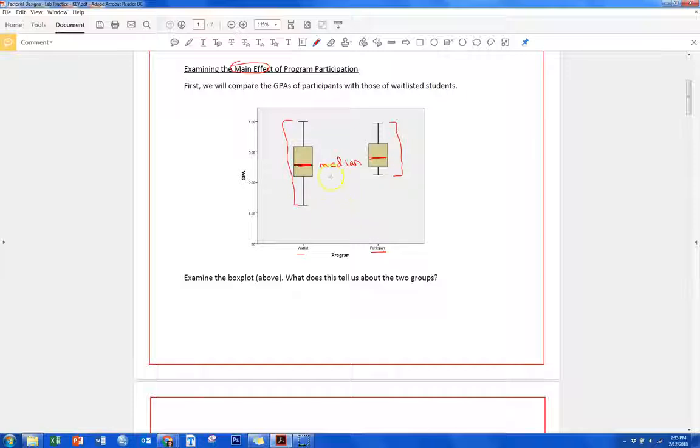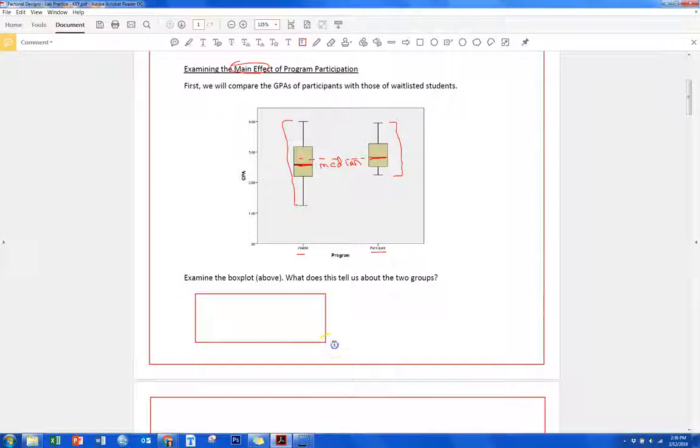Okay, so the waitlist kids have what appears to be a lower median. Right, if we were to kind of draw a line from there to there, there appears to be a lower median, a wider range. So both of them have kids that are scoring all A's, but the participant group, their GPA drops to maybe a little over 2, but with the waitlist kids, their GPA goes all the way down closer to 1. So we have more variability in the waitlist group. The range extends lower in the waitlist group, and we have what appears to be a lower median in the waitlist group.